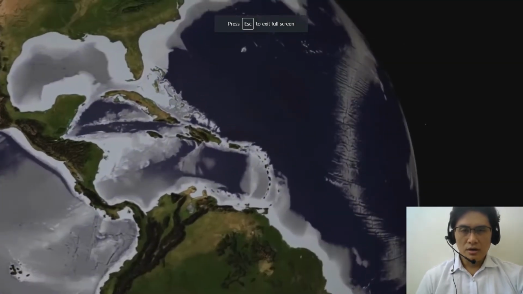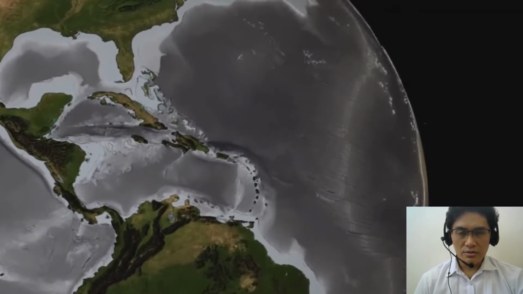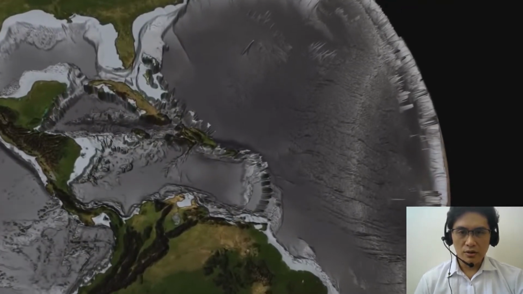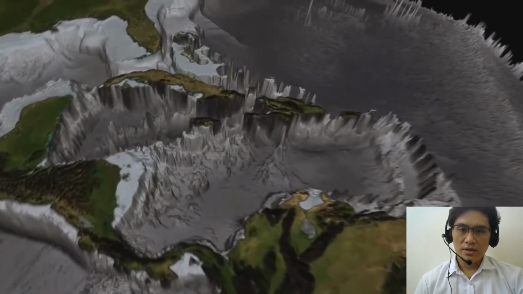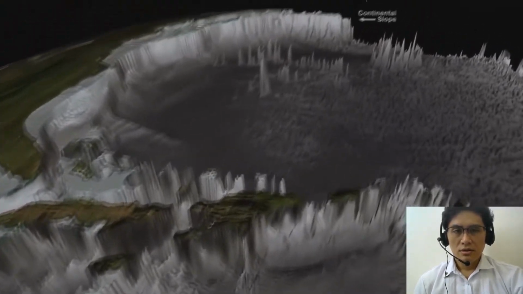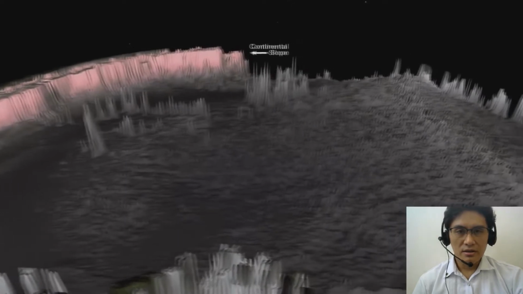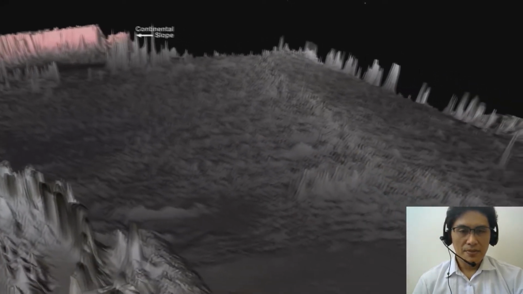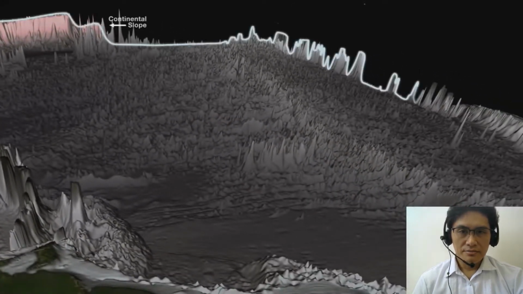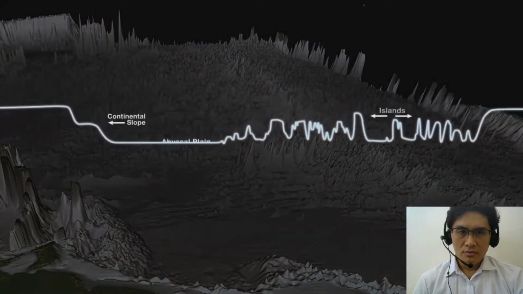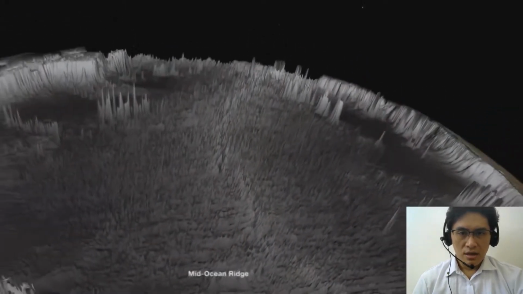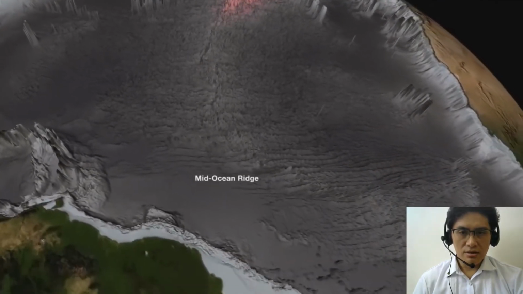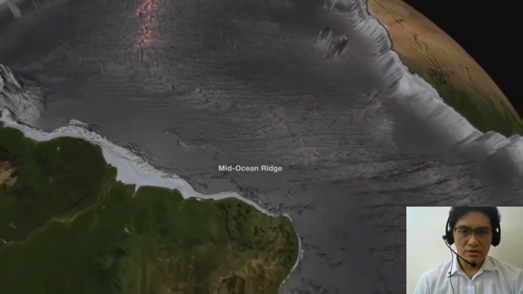Okay, so those are the continents and the ocean floor. So we now start to drain the water, and we can see all of these elevated parts. Those elevated parts are the continental land masses. Then in the middle, those are the islands. And in the middle of these, you have the mid-oceanic ridge.